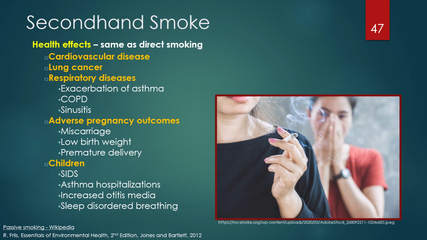Secondhand smoke causes the same diseases as direct smoking, including cardiovascular diseases, lung cancer, and respiratory diseases. For example, exacerbations of asthma, chronic obstructive pulmonary disease, COPD, sinusitis. Adverse pregnancy outcomes, for example, miscarriage, low birth weight, and possibly premature births. Specific health risks to children include sudden infant death syndrome, SIDS, asthma hospitalizations, increased otitis media, sleep disordered breathing, etc.